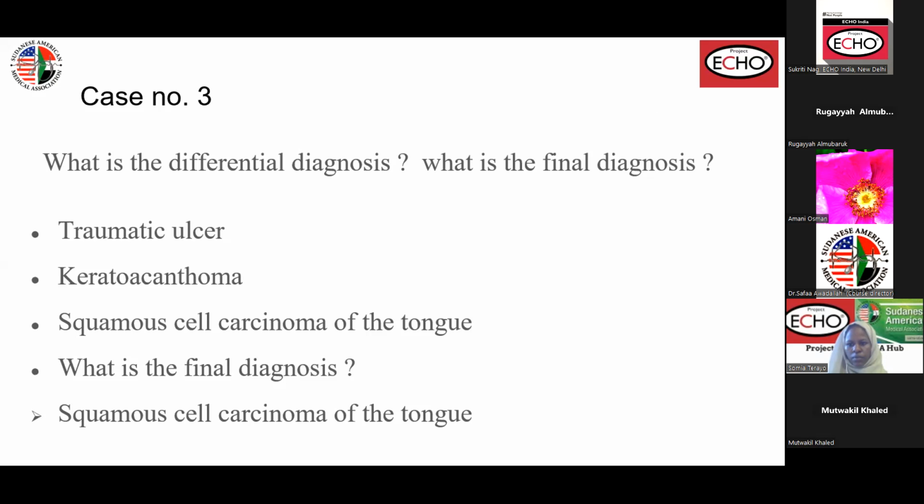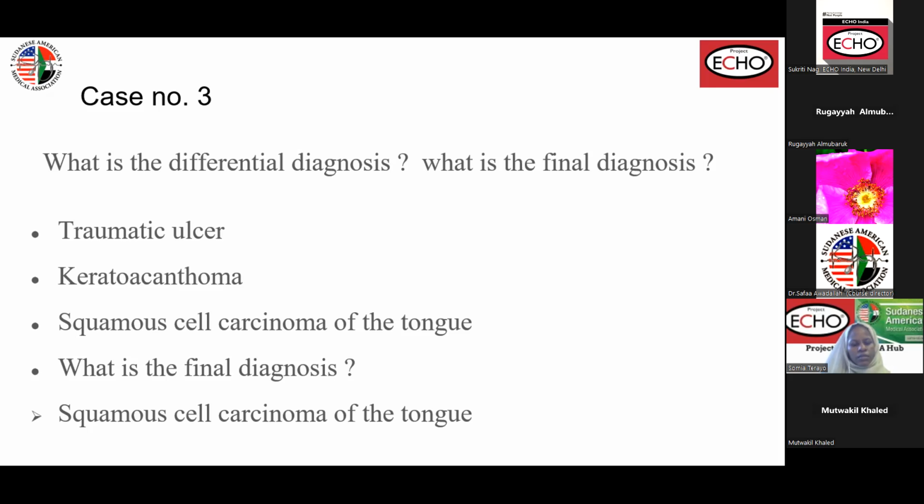So the striking feature that should leave no doubt is the presence of invading islands, which is a group of epithelial cells found in the middle of the tongue muscles. This is not a usual picture by any means. And also the presence of keratinization, not on the surface, but in the middle of the lesion, which is a feature of well-differentiated tumors.